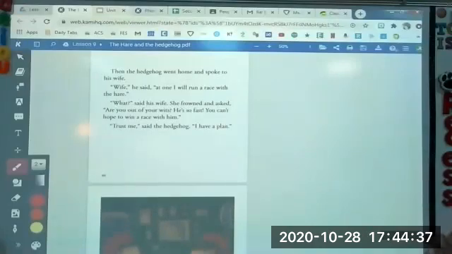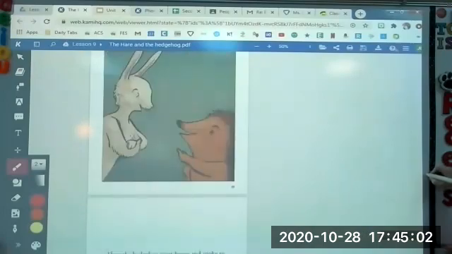Then the hedgehog went home and spoke to his wife. "Wife," he said, "at 1 I will run a race with the hare." "What?" said his wife. She frowned and asked, "Are you out of your wits? He's so fast. You can't hope to win a race with him." "Trust me," said the hedgehog. "I have a plan."